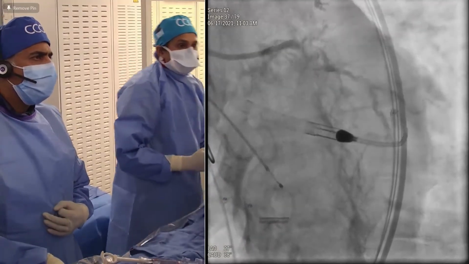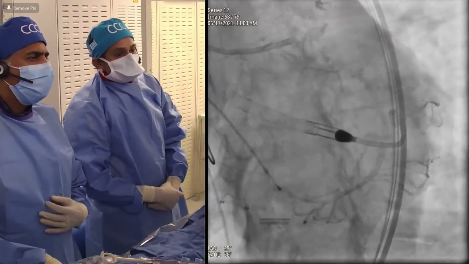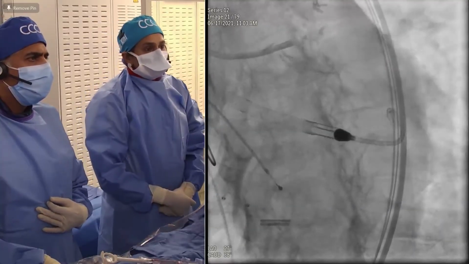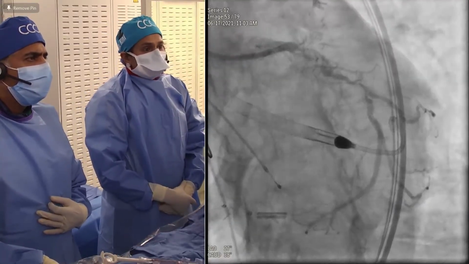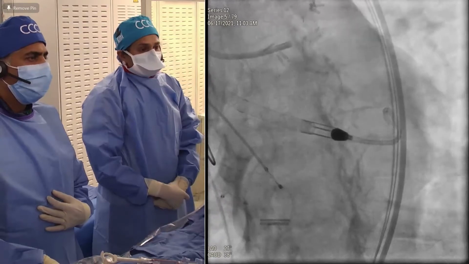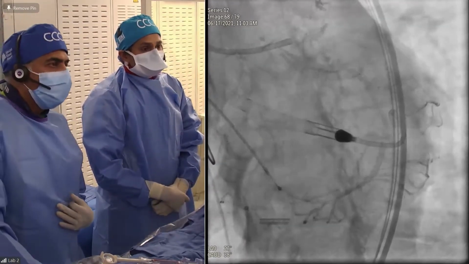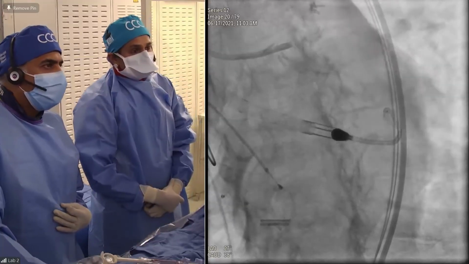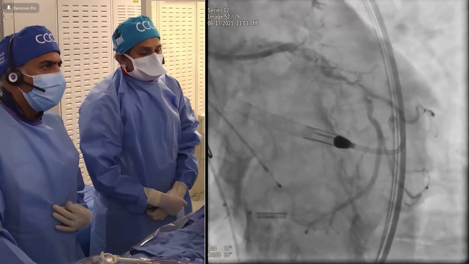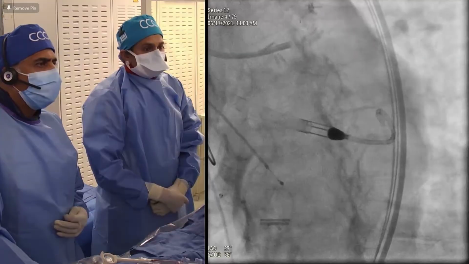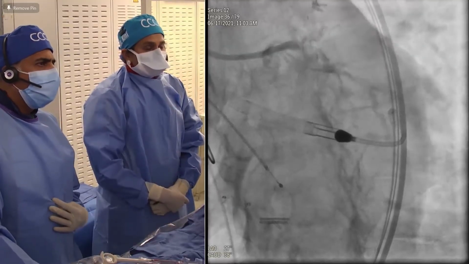So this is the left main to circumflex, dominant circumflex, calcified, angulated. Diffuse, yes. Does it almost look like it's totally occluded, with very small antegrade flow and almost like a bridge collateral, no? What does everyone else think here on the anatomy?